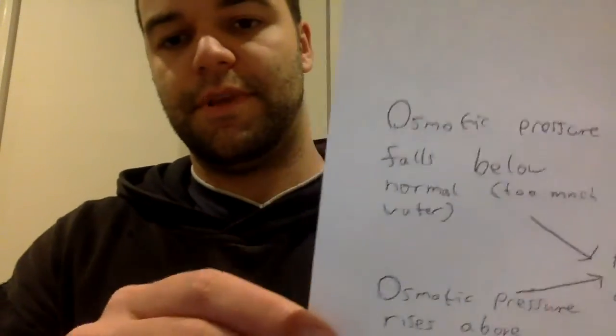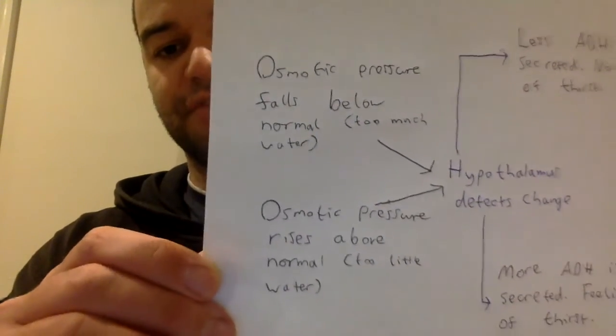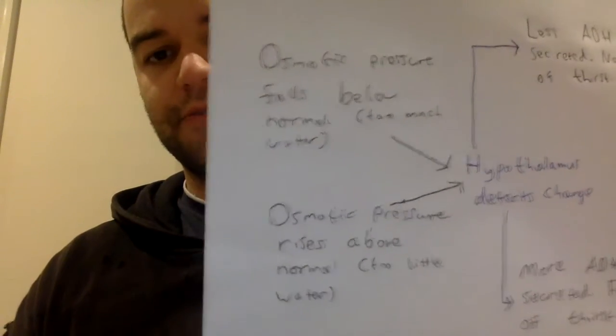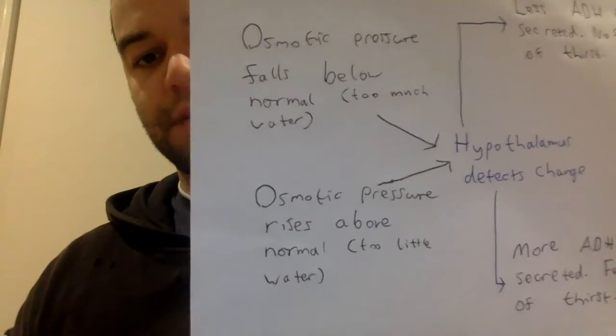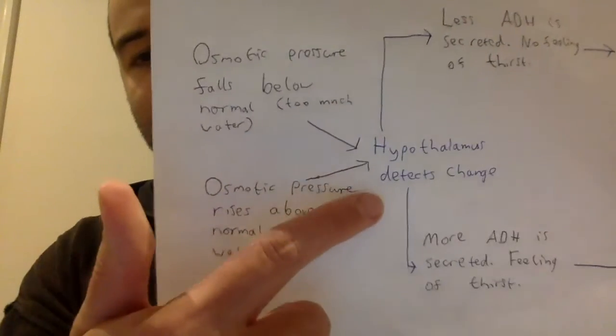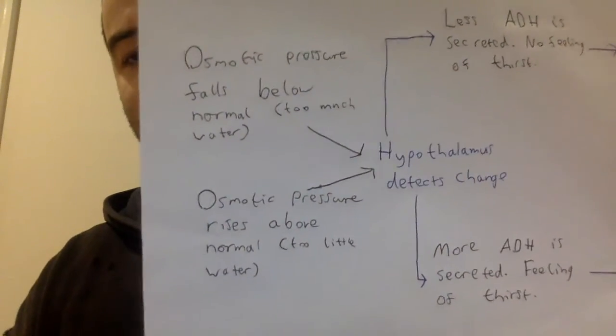Okay, so the last thing that I want to talk about is how the negative feedback loop works for returning osmotic pressure to normal, returning it to a healthy range when it changes. It always starts with a change from normal. So maybe the osmotic pressure falls below the normal level when there's too much water, or maybe the osmotic pressure rises above normal when there's too little water. Either way, the hypothalamus, which is in your brain, detects that change.